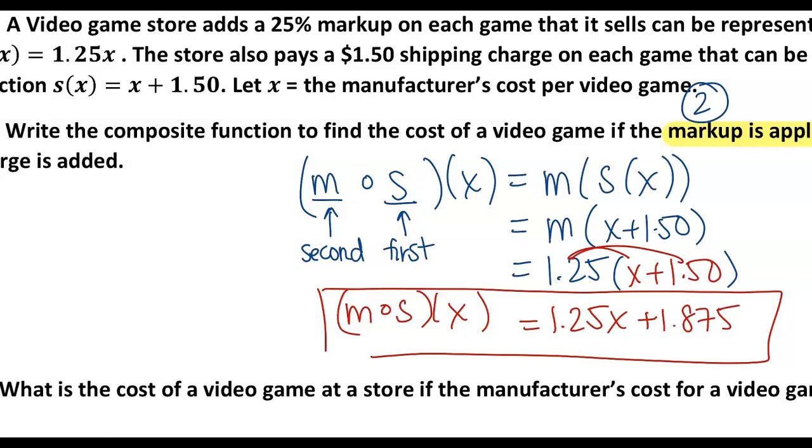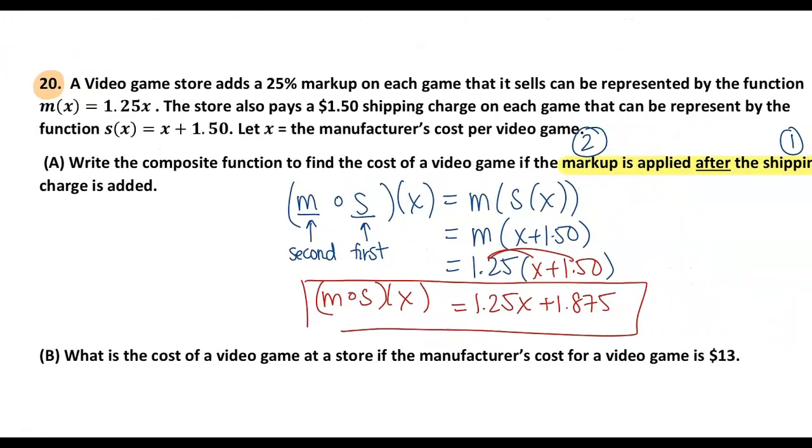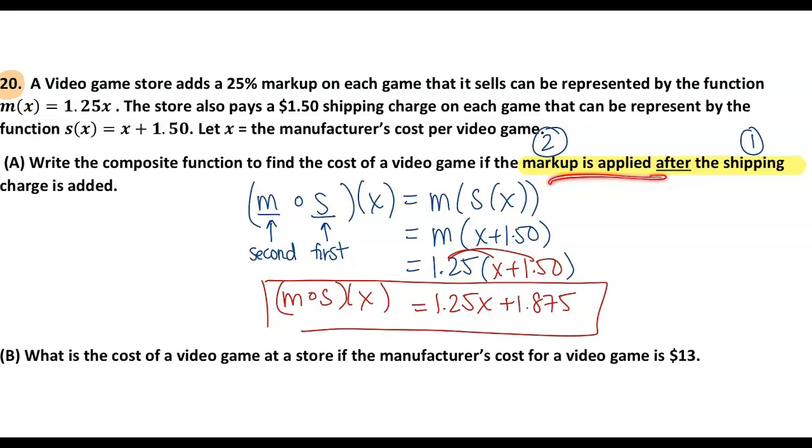On your tests and quizzes, guys, if you write this out, take a second to just think. If you read what I give you, I will tell you how I want it set up. I specifically told you your markup is applied after the shipping. If it's after the shipping, that means the shipping has to go first. All right, last part is what is the cost of your video game at the store if the manufacturer's cost of the video game was $13? Where are you going to plug in that 13?